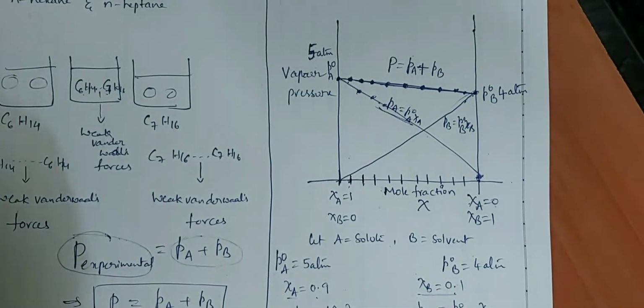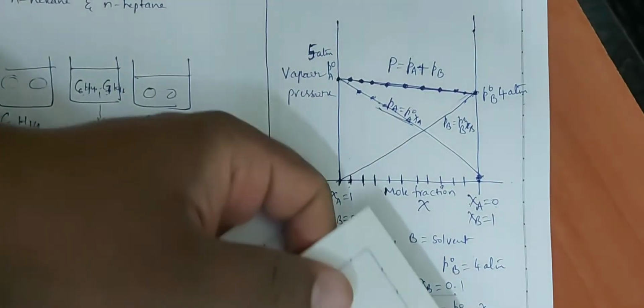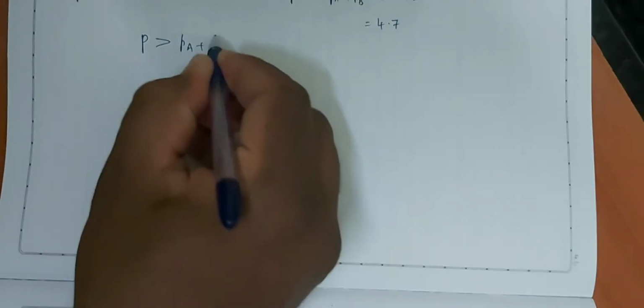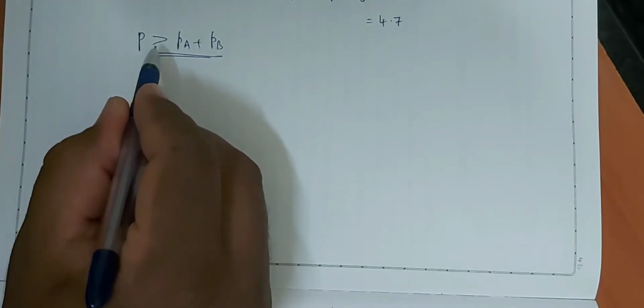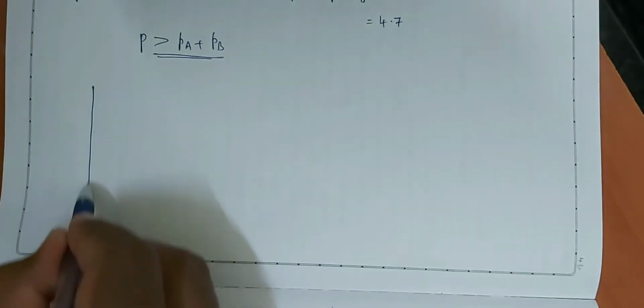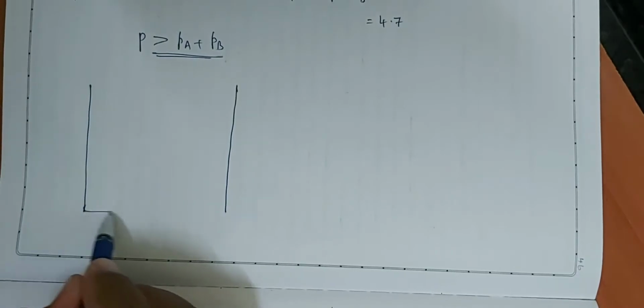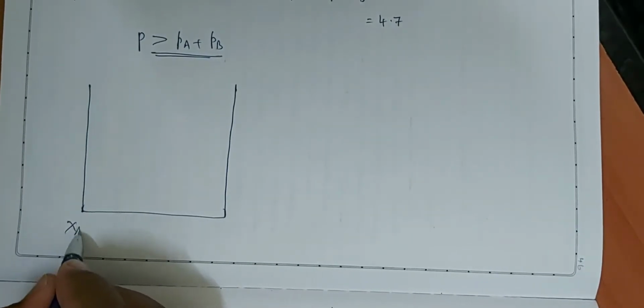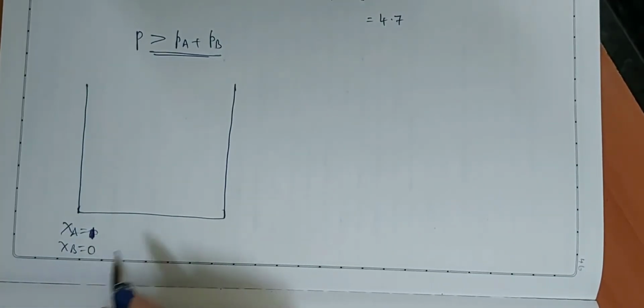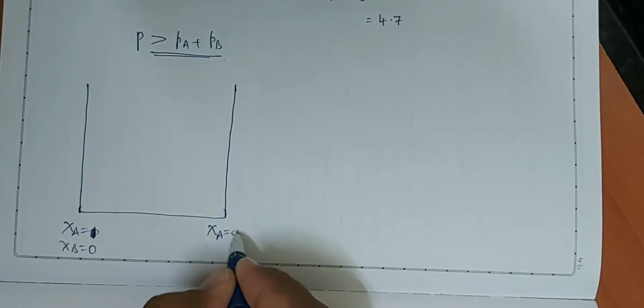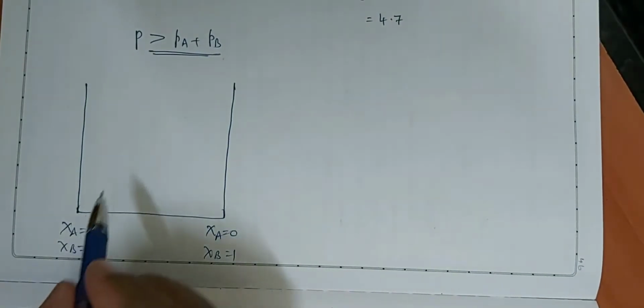Next, in the same way, we can see for non-ideal solutions which show positive deviation from Raoult's law graph. Okay, see here, P is greater than PA plus PB. That means non-ideal solution which show positive deviation from Raoult's law. Its graph is here chi A is equal to 0, chi A is equal to 1, chi B is equal to 0. Here chi A is equal to 0, chi B is equal to 1. Okay?